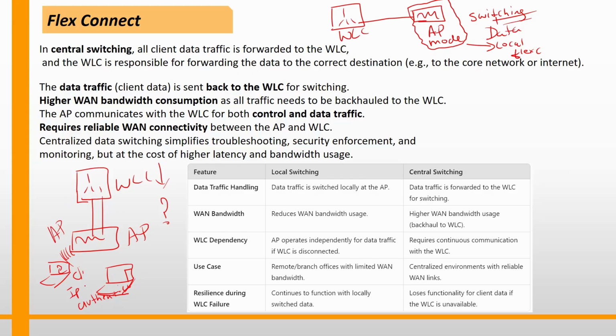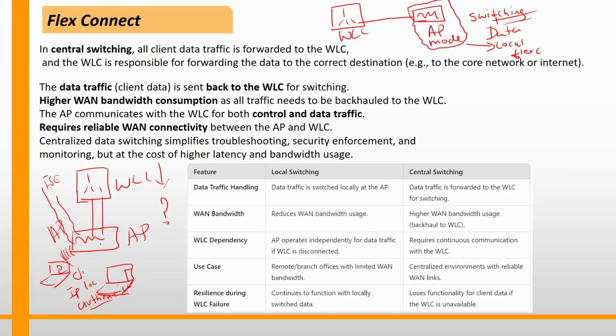If the DHCP is centrally defined... suppose you define DHCP locally, then the access point itself will send the DHCP request to the network. Then it needs to get authenticated. For authentication, you can define central authentication or local authentication. In local authentication, the access point will send the authentication traffic to the local ISE server that you have defined. Okay, so this particular configuration you do on the FlexConnect group, which I will show.